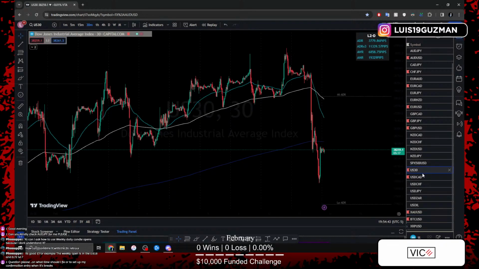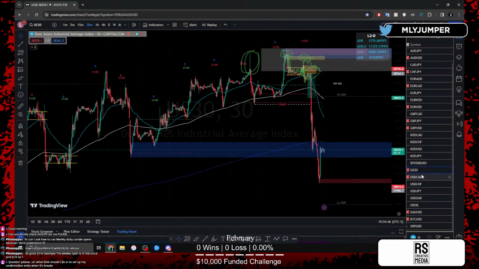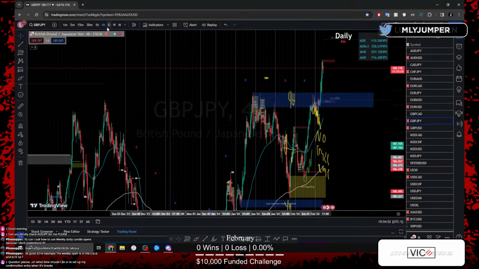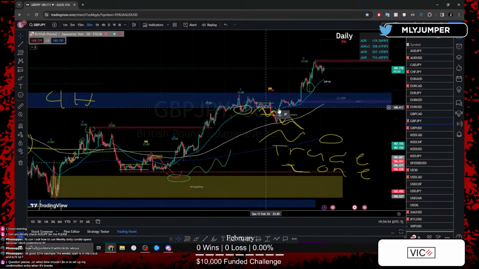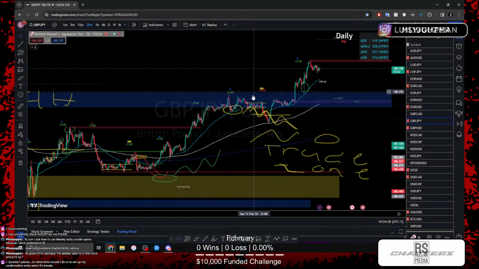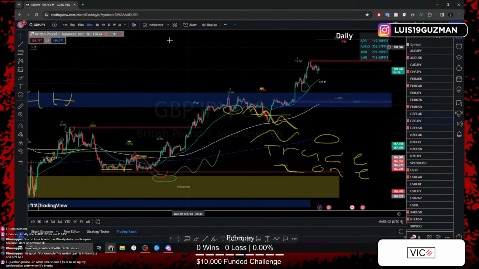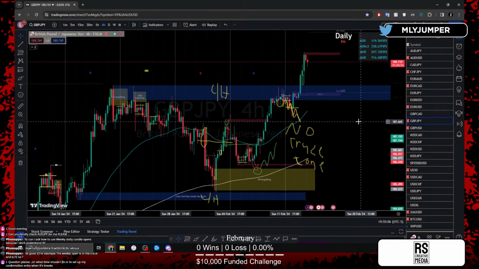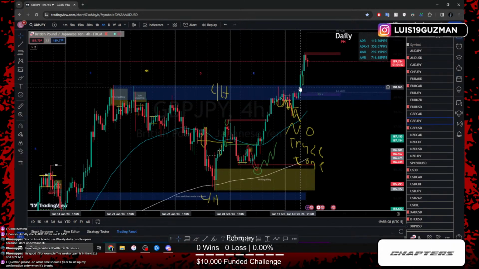So the example for GJ, I think it was GJ. When I'm looking for the 4-hour break at the top, I'm not looking at the 4-hour break, which is the blue box. I'm not looking for price to break above in the 30-minute time frame. What I'm looking for is for price to break above in the 4-hour. So I'll give you the example.